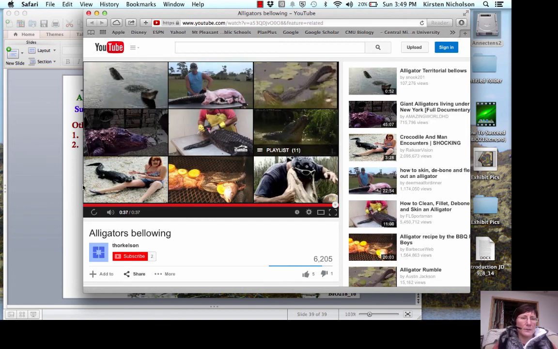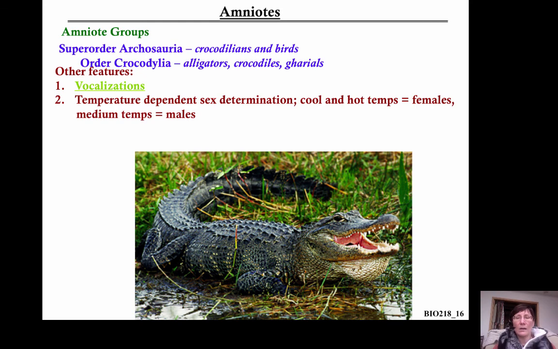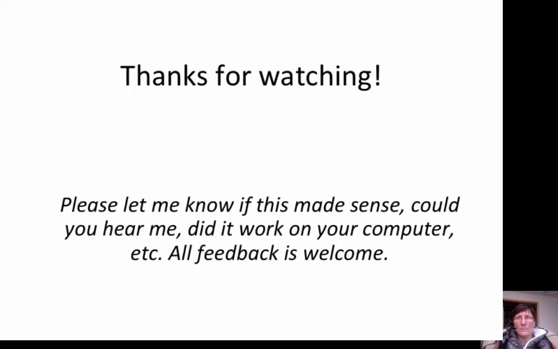So when alligators vocalize, they usually do it in sort of a guttural growl, and it's usually accompanied by those vibrations in the water that they can sense between each other as well. They're very sensitive in detecting vibrations. So that's pretty much all I'm going to cover regarding the reptilian groups. Next time we'll cover the birds.